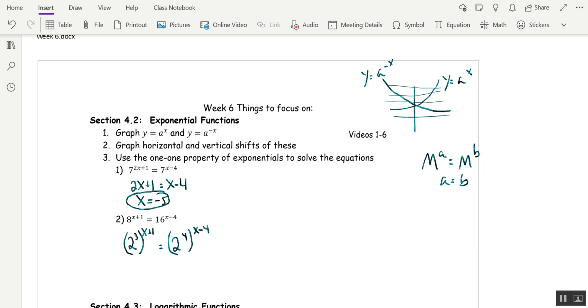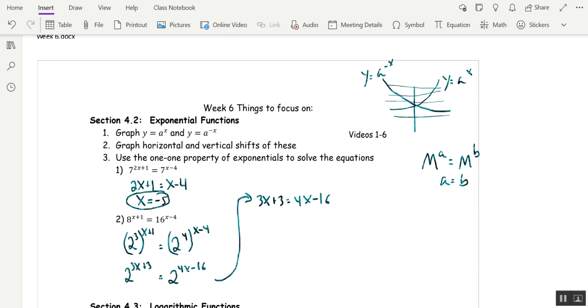Now you use properties of exponents. If we have an exponent to an exponent, we multiply the exponents. 2 to the 3x plus 3 is 2 to the 4x minus 16. Now we're in the first case where we do have the same base. So I'm going to move up here and just set my exponents equal. 3x plus 3 is 4x minus 16.